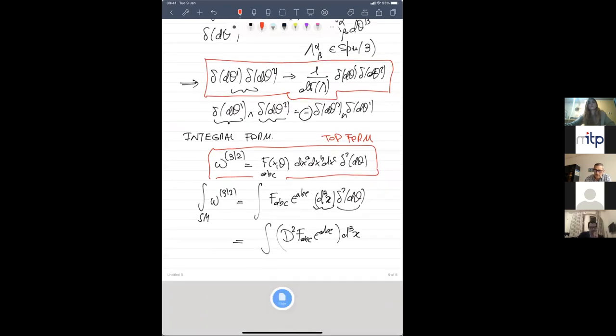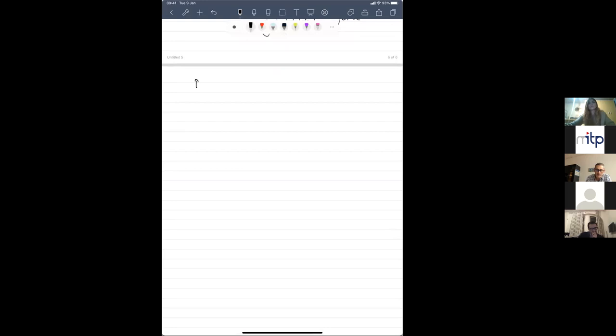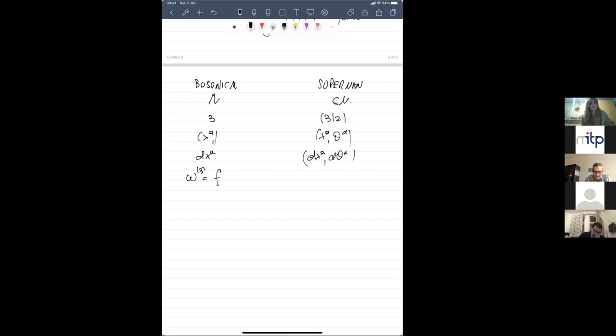So let's compare to the bosonic manifold and make a kind of dictionary. We have the bosonic manifold M, and here we have a supermanifold. The dimension here is 3, the dimension here is 3/2. The coordinates are x^a, and here the coordinates are x^a and theta^alpha. The one forms here are dx^a, and here they are dx^a and d theta^alpha. And the top form would be a 3-form, which can be written as just a function, called a section of the canonical bundle, to use more mathematical language. And here we have a section, which is again a function, now a superfield, of d^3x and delta 2 of d theta. This is a section of what is known as the Berezin bundle.